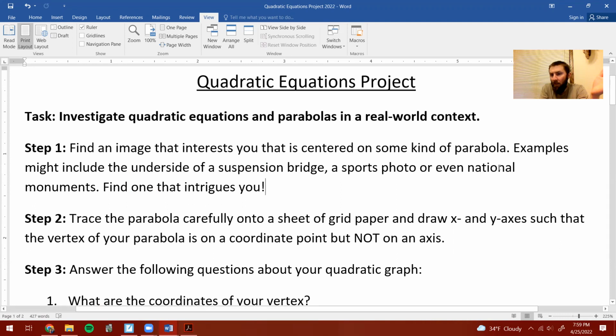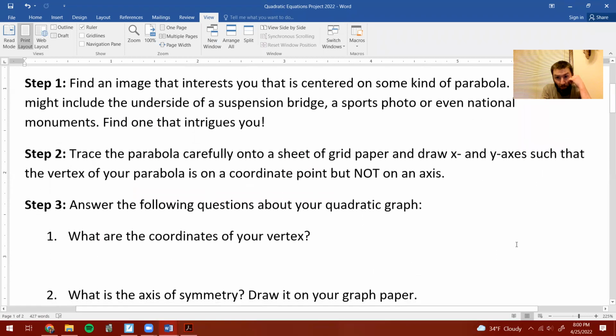So anyway, just find something that intrigues you that follows a parabolic shape. Pretty much anything that you launch up in the air is going to follow basically a parabola, so you can use that if you're stuck. And then, like I said, you're going to trace the parabola carefully onto a sheet of grid paper and draw some axes on there. And I will help you with that tomorrow.